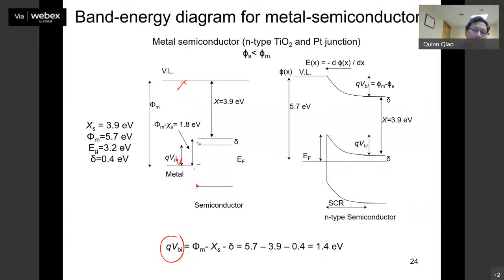And then in order to find the QVBI, the built-in potential, that's only the difference between the metal work function and the semiconductor Fermi average. That's basically this distance. So if you get this distance, minus this guy, and then minus again this guy, that's what you see here. Then you get that 1.4 eV. So now you know that at the metal semiconductor junction, you also get the barrier, about 1.4 eV.